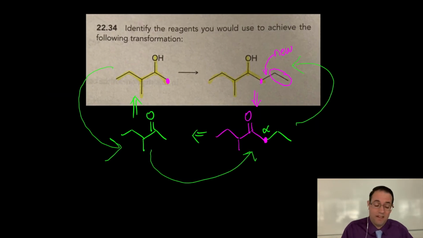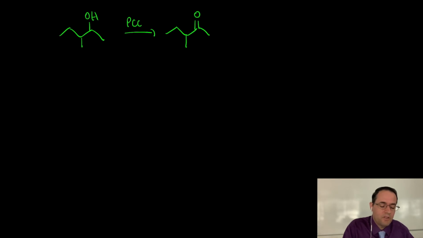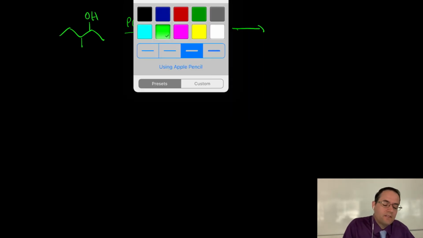So in the next slide, write this down if you're taking notes. In the next slide, let me show you how that works. In the forwards direction, we would have this alcohol, and we would oxidize it using PCC or Jones. I'm going to use PCC here today because, I don't know, I just feel like it. Then, this is the key step.